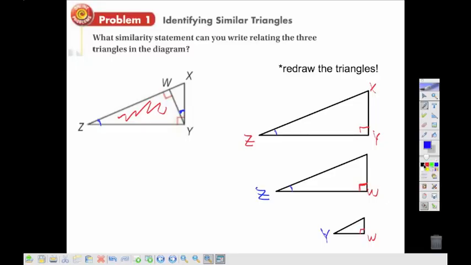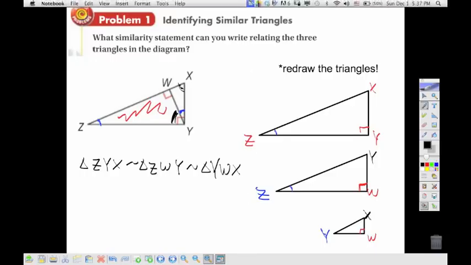And then we'll look at the larger of the two non-right angles. In the biggest triangle, that's going to be up at X, which we've already got marked, and it's also going to be up at the top for the smaller one. But in the medium-sized one, that angle would actually be down here at Y. So looking at this, we should be able to see how they're all arranged, and we can write a similarity statement for this. I can say triangle ZYX is similar to triangle ZWY, which is similar to triangle YWX. This would also allow us to match up congruent angles and corresponding sides for proportions.